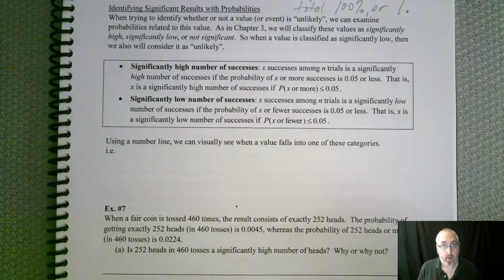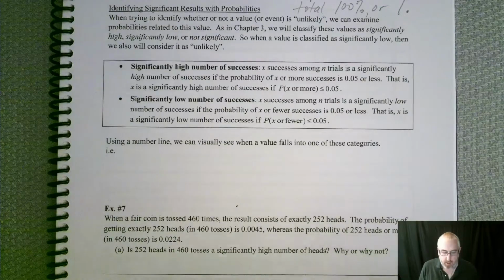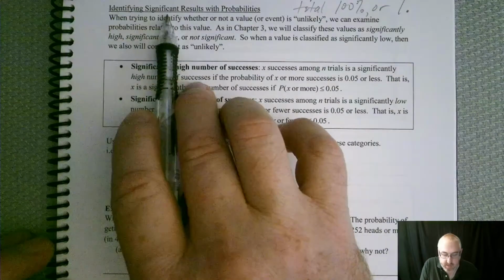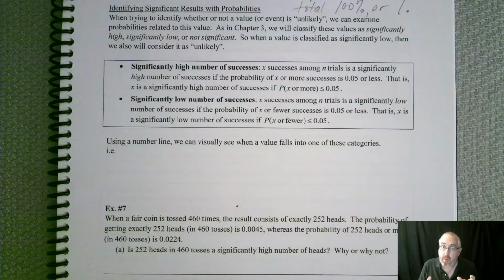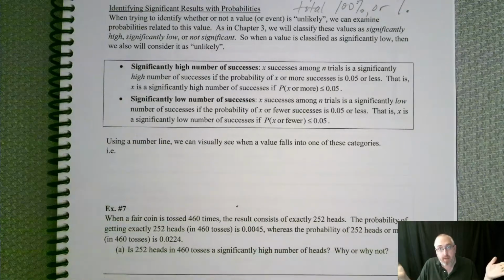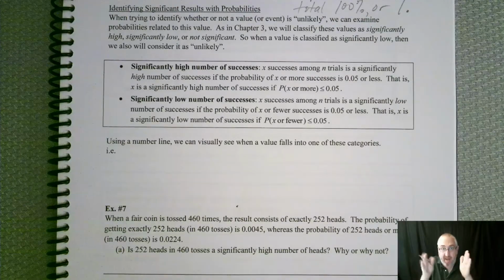All right, so last video for 4.1. So we're going to look at identifying significant results with probabilities. Now we talked about significant results in the previous chapter, in chapter 3, using the range rule of thumb. So that identified some specific cutoffs, and we said if it fell beyond those cutoffs, we either had a significantly low or a significantly high result. But anything in between was considered not significant.